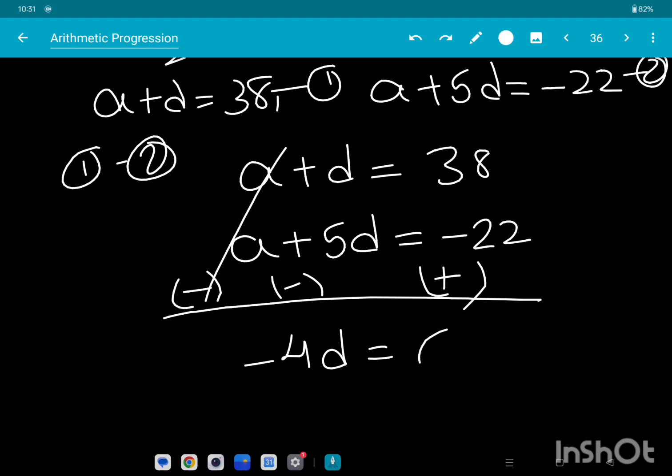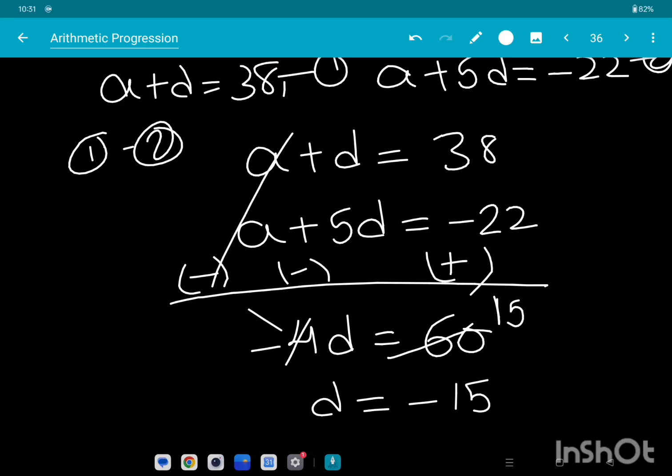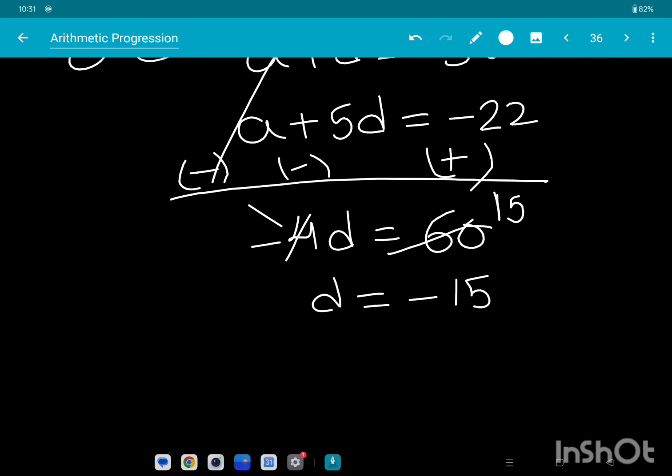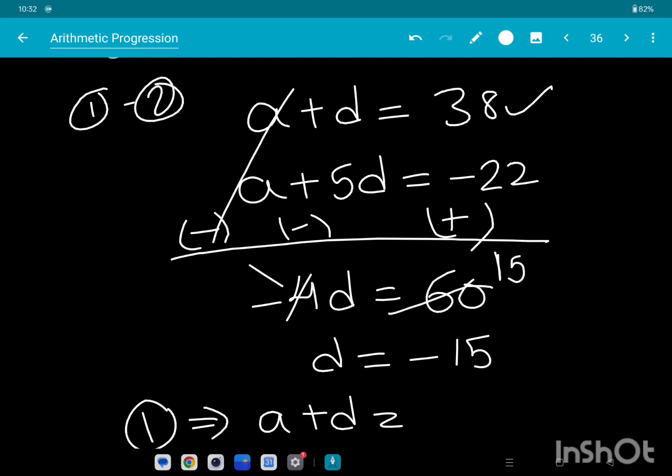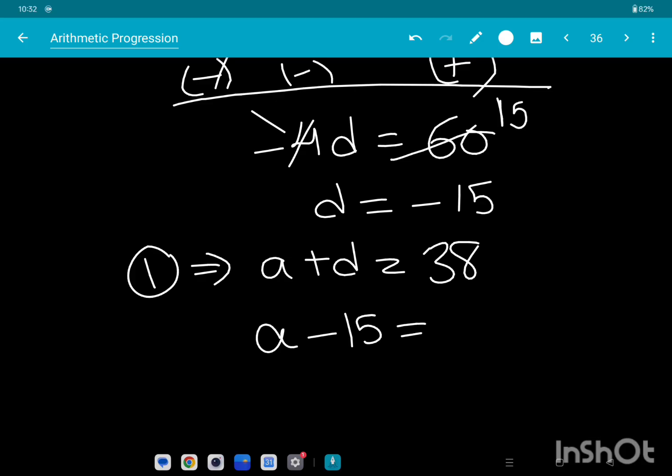I will get 60. So 4 ones are 4, 4 5s are 20. Here the D value is minus 15. And now I know the D value. Now I am going to find the A value by substituting the D value in equation 1. So A plus D is equal to 38. A minus 15 is equal to 38.